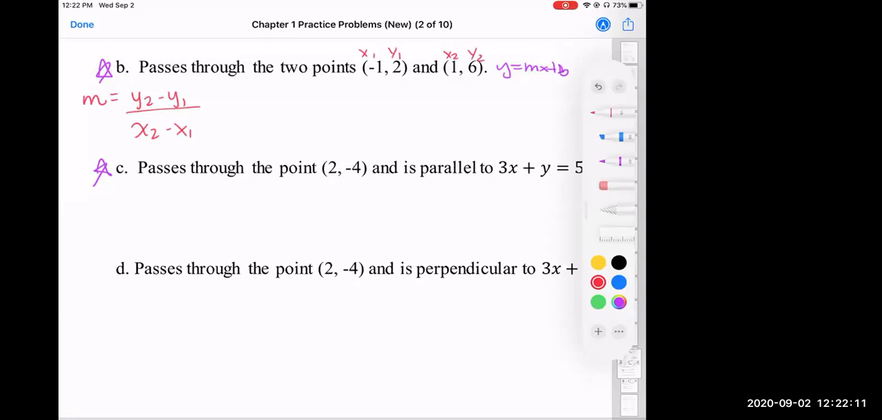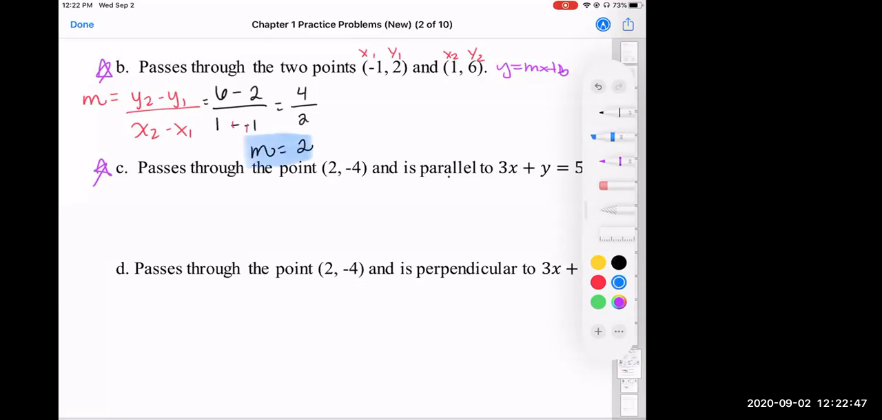Let's go ahead and substitute those values. Y2 is 6, y1 is 2, x2 is 1, minus x1, negative 1. Be careful with those negatives. And so my answer is 6 minus 2 is 4, 1 minus negative 1. You add the opposite, and we're left with 2. So my slope is 2. That's part of my answer.